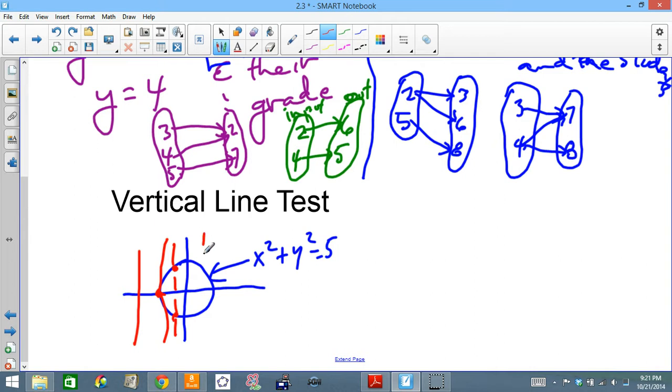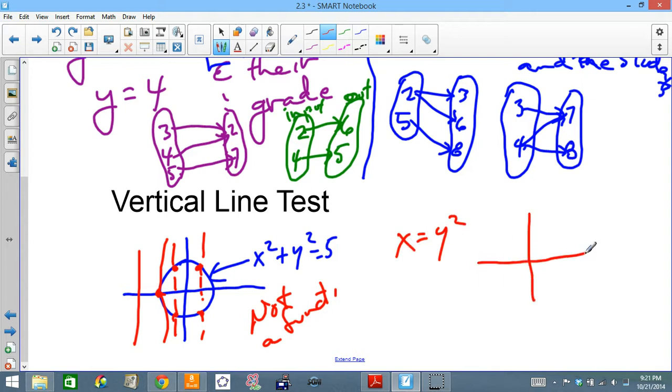But I can put a vertical line through here, and I can pass through the graph twice. If I can do that, it fails the vertical line test, and therefore it is not a function. And another way to look at that is x equals y squared. Well, that's going to be a sideways parabola.